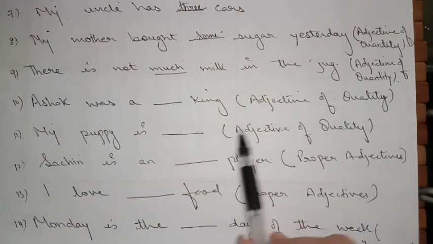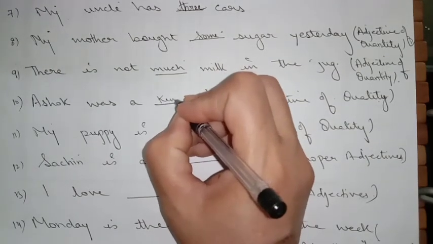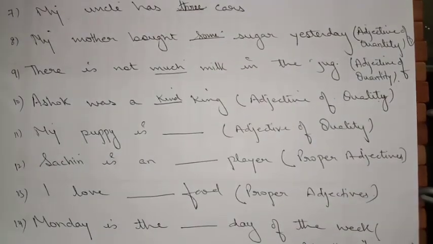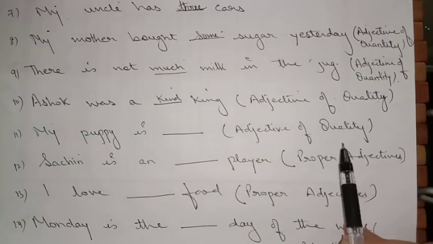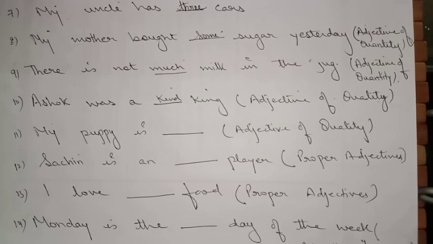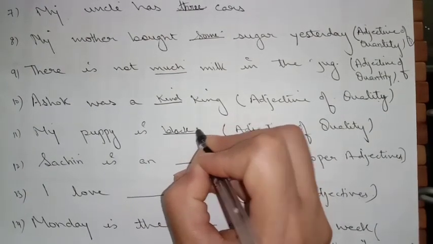Ashok was a dash king. You have to fill it up with the adjective of quality. What kind of king was Ashok? He was a kind king. My puppy is dash. You have to fill up with an adjective of quality. So, my puppy is black. You're telling the quality.